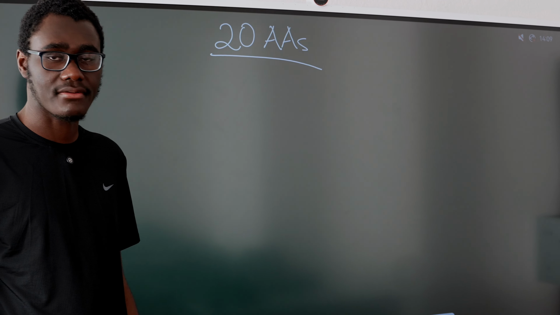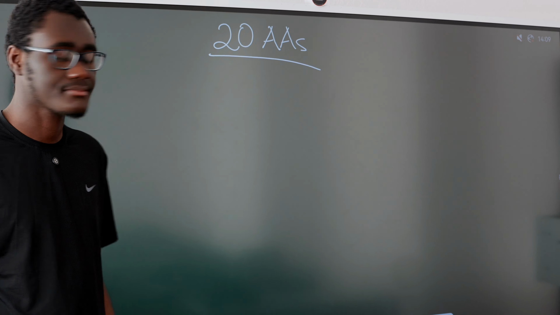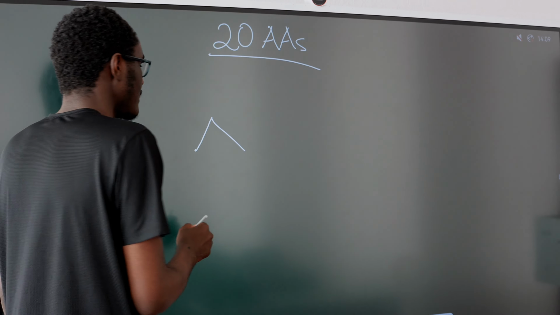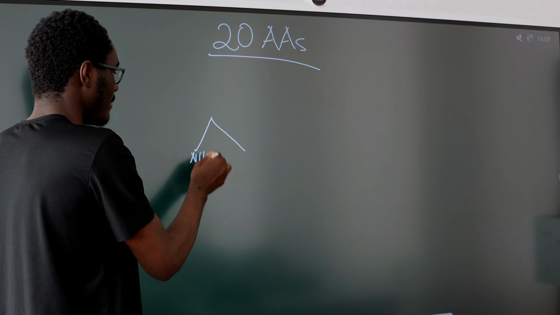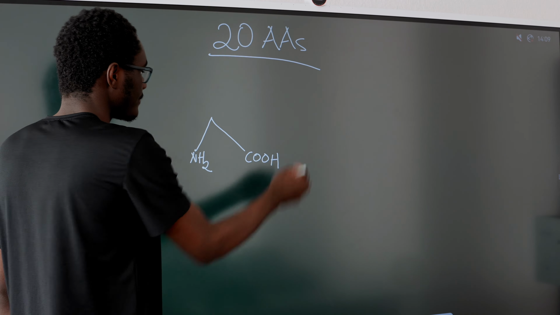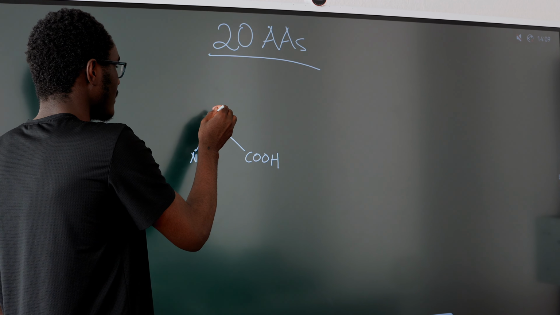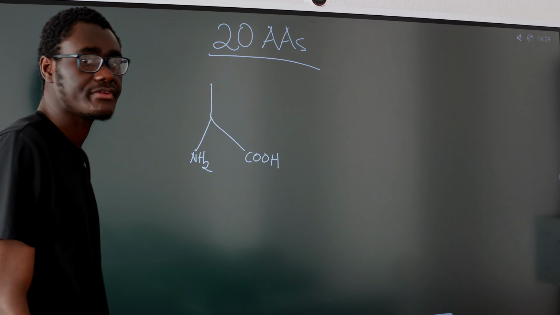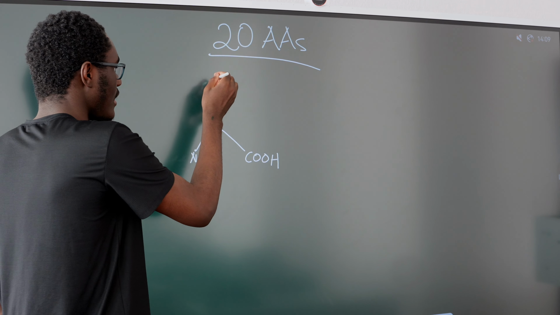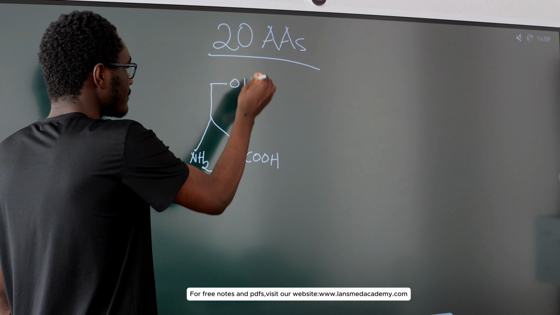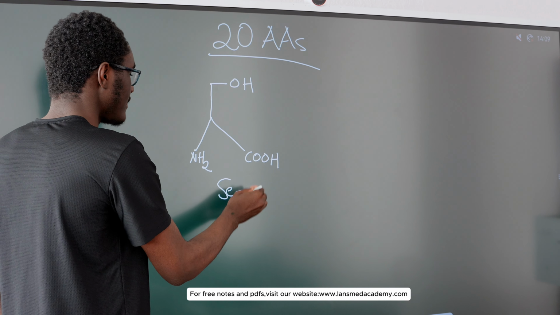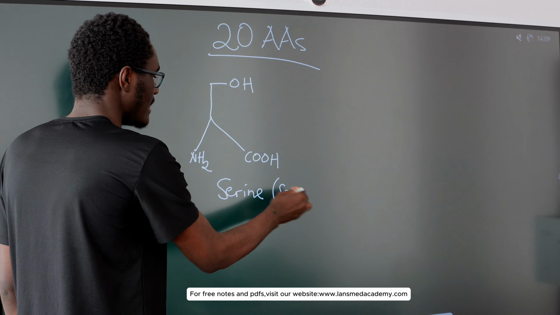Now we'll go to the next amino acid, serine. Serine, as any amino acid, has to be drawn with a base of amino group and carboxylic acid group. Serine is like alanine with an OH group. So you draw alanine and you attach an OH group to it. It becomes serine. And the three-letter abbreviation is SER.